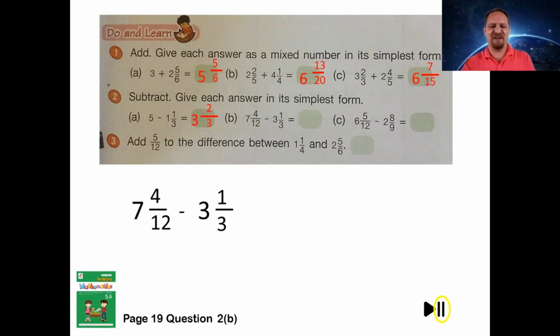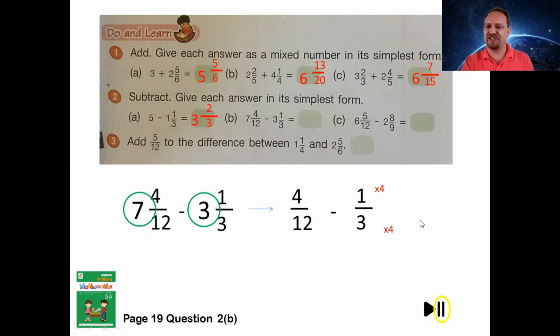Okay, good. And we're back. 7 and 4 over 12 minus 3 and 1 over 3. Which method did you guys use? I subtracted the whole numbers first, didn't I? So 7 minus 3 gives us 4. Now we're just going to subtract the fractions. 4 over 12 minus 1 over 3.